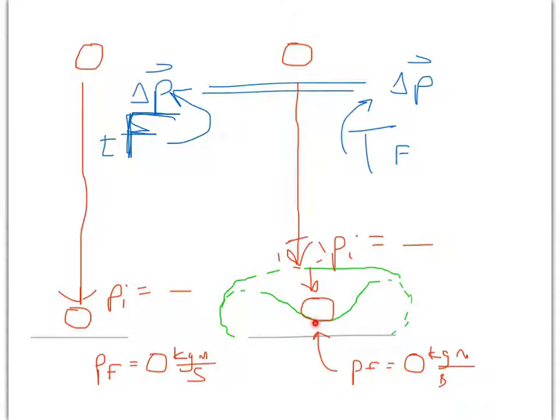That's the idea right there. Perhaps you've even experienced this when you do egg tosses. And how do you catch it? You try to catch it and move your hand back so that you catch that egg over a longer period of time. The greater the time, the less the force. The lesser the time, the greater the force. And that's what impulse is right there.